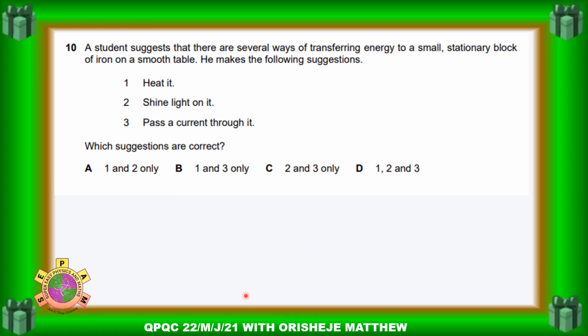Question 10. A student suggests that there are several ways of transferring energy to a small stationary block of iron on a smooth table. He makes the following suggestions. Supply thermal energy to it, shine light on it, pass a current through it. Which suggestions are correct? So, transfer thermal energy, then pass electrical energy.